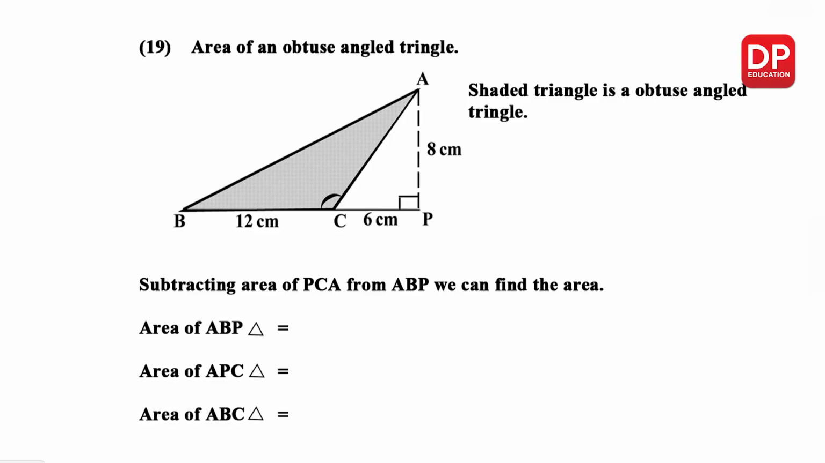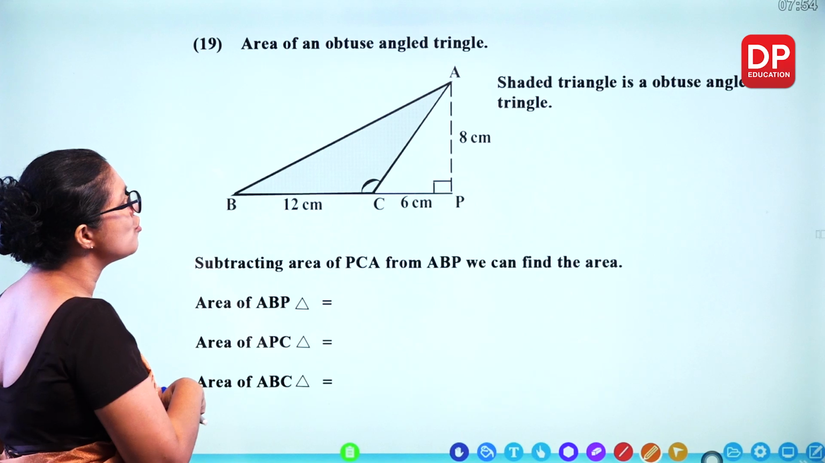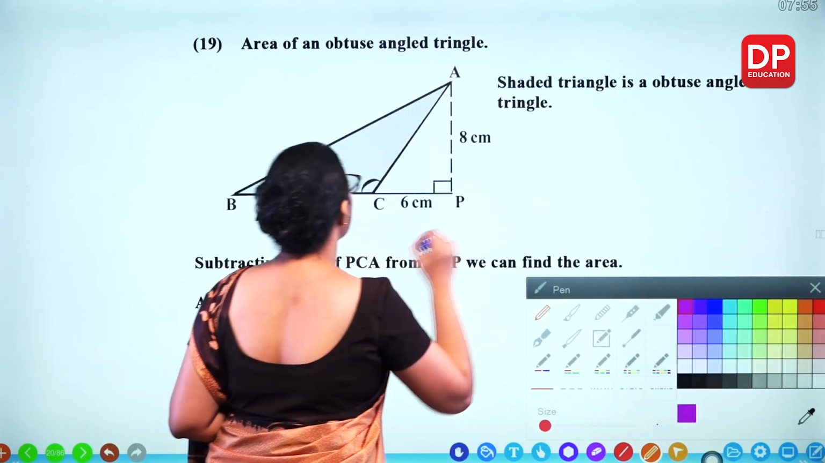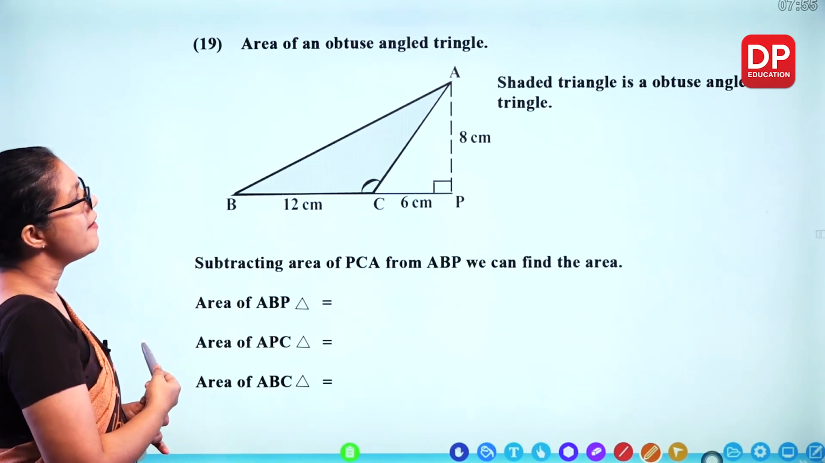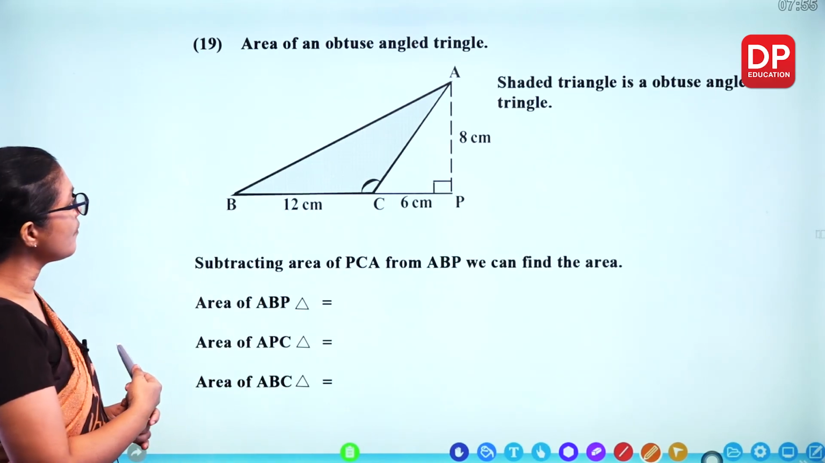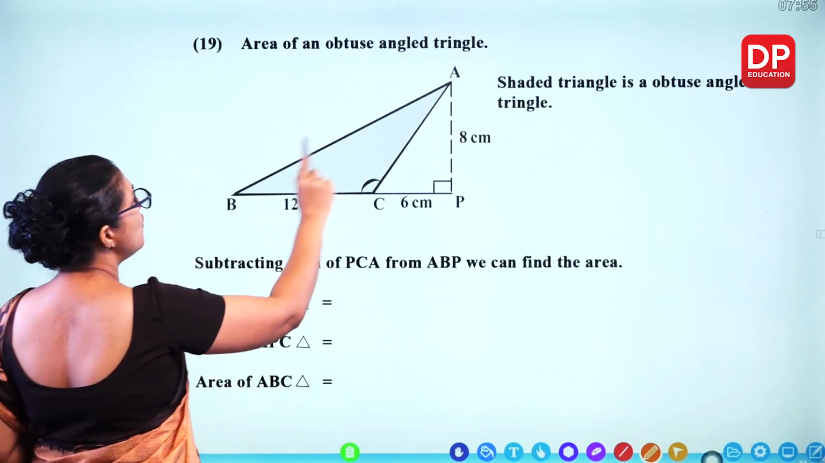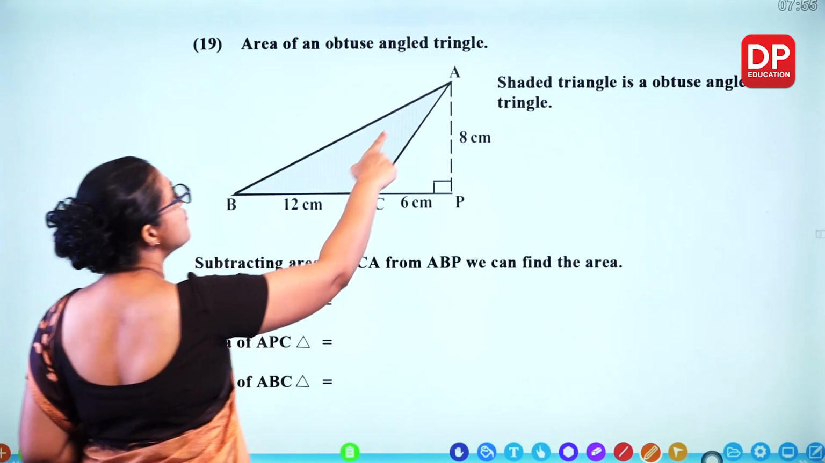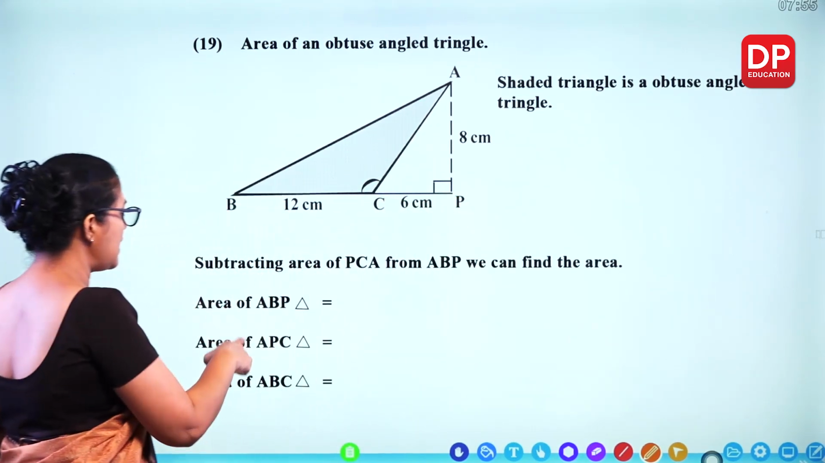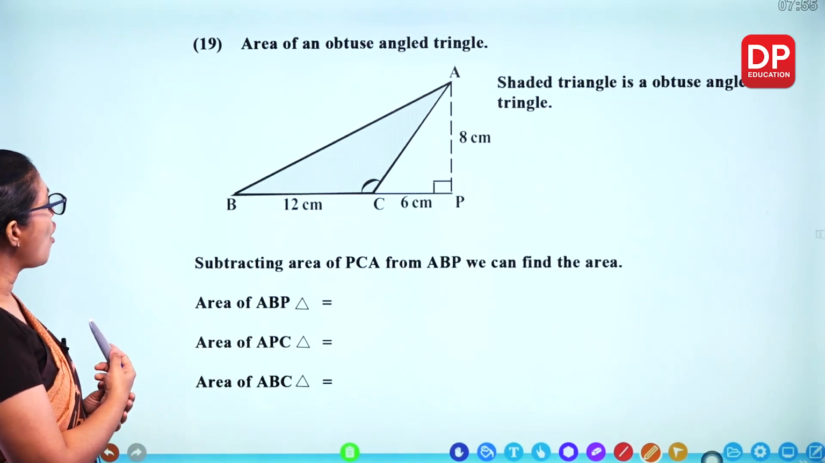Now we'll see how we can find the area of an obtuse angle triangle. So here, can you see this ABC is an obtuse angle triangle. You need to find out this shaded area of that triangle. So what we can do, we can take the area of the full one, ABP triangle, and then subtract the APC triangle and find out ABC triangle. So we'll do that. What's the area of ABP?